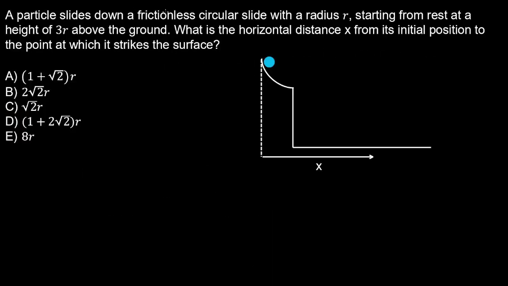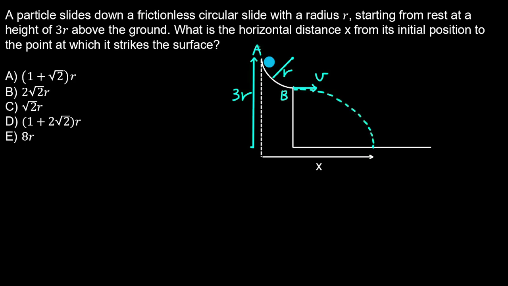A particle slides down a frictionless circular slide, which has a radius of r, starting from rest at a height of 3r above the ground. What is the horizontal distance x from its initial position to the point at which it strikes the surface? So we'll do a conservation of energy between points A and B, where the particle leaves at a horizontal velocity and undergoes parabolic motion as a projectile.